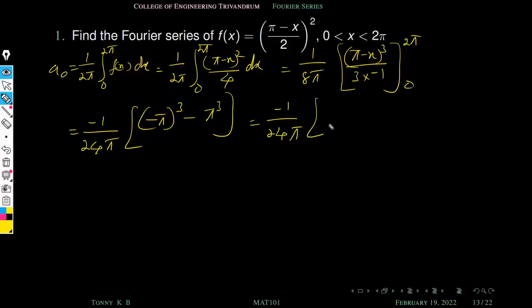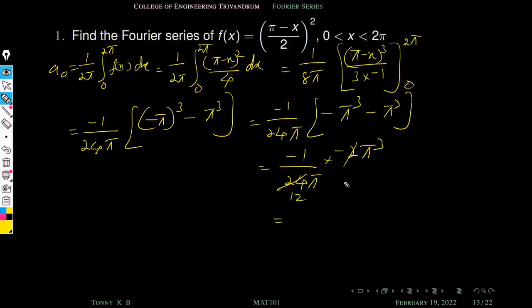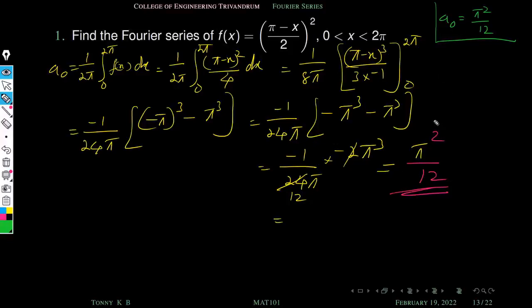And this is minus 1 by 24 pi. And what is minus pi cube? That is minus of pi cube, right? So this is equal to minus 1 by 24 pi into minus 2 pi cube. Then we can cancel this. So this is 12, and this minus minus becomes plus. You can cancel one more pi. So one pi is here. So this becomes pi square, so pi square by 12.